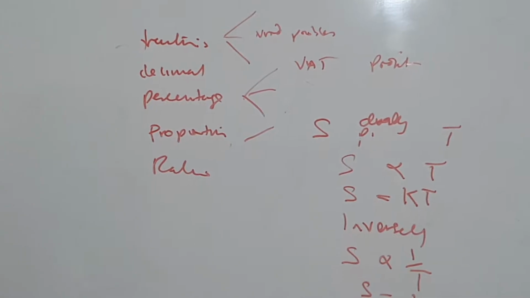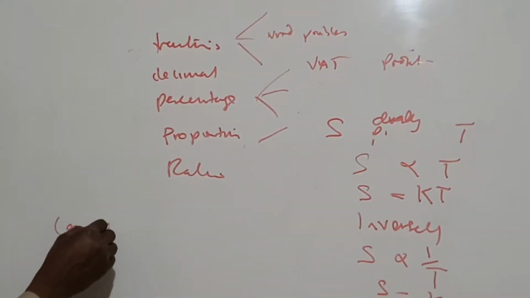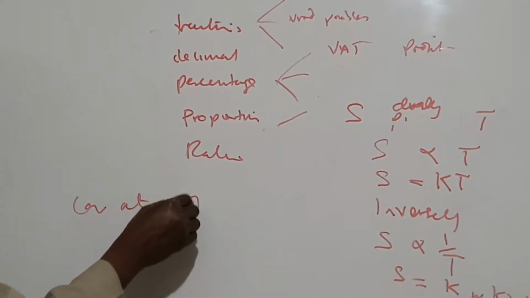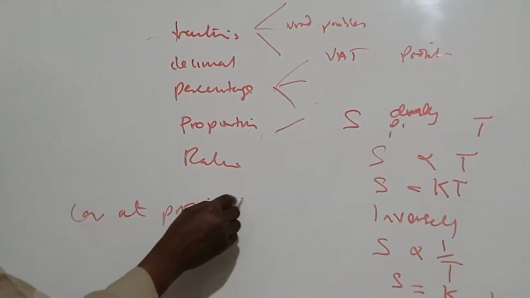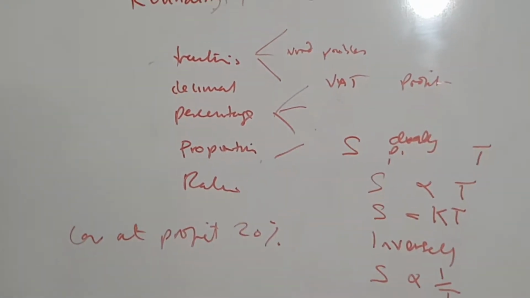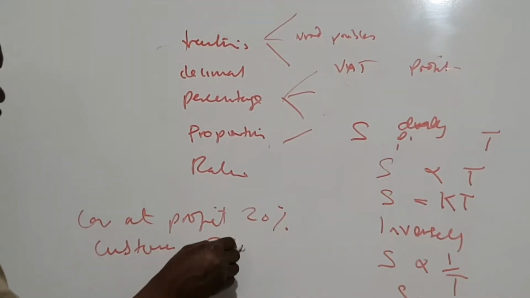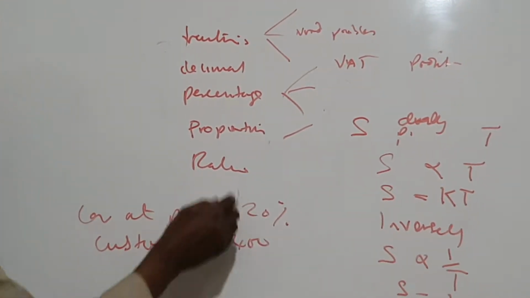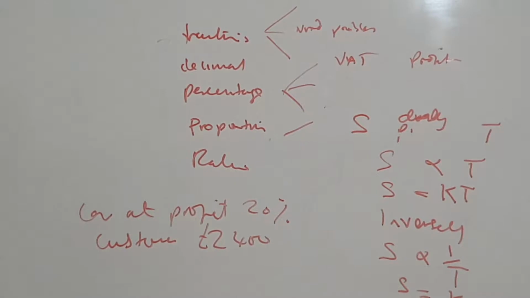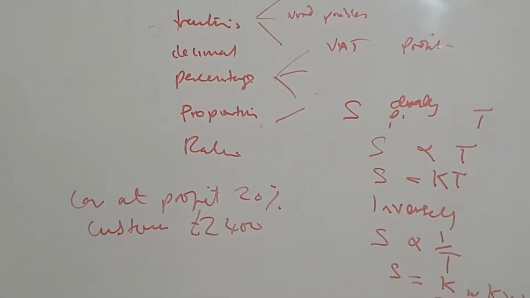Okay, if I tell you, John sold his car at a profit of 20%. Okay? So a customer paid 2,400. What was the original price? Minus 20%. No, what was the original price? Oh, yeah.